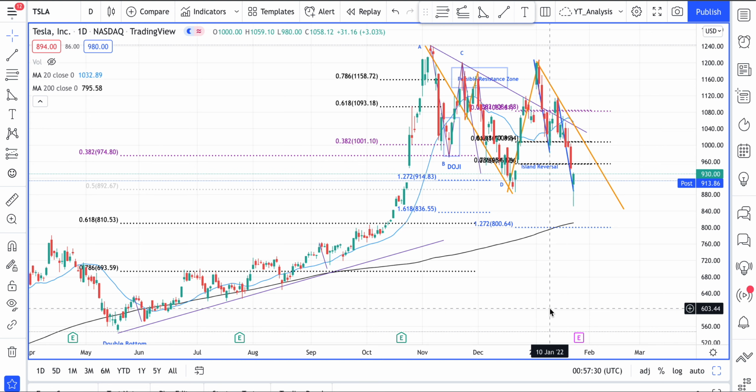We'll take a look at the Tesla stock. Before we proceed further, disclaimer: this video is for educational purposes only and it is not financial advice.